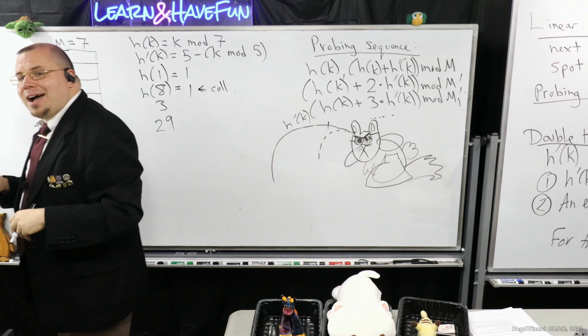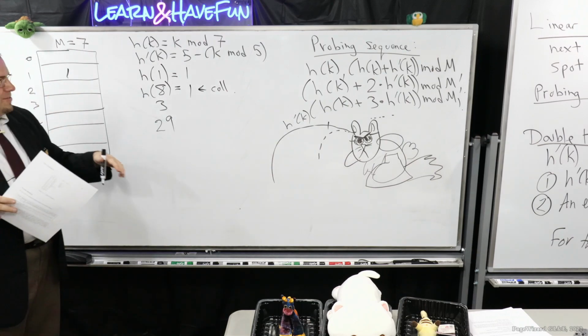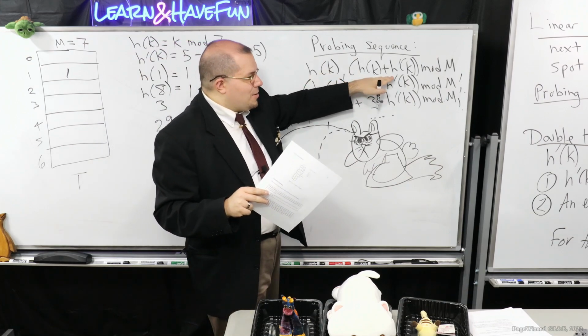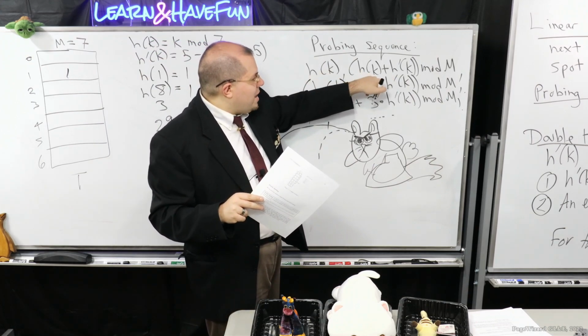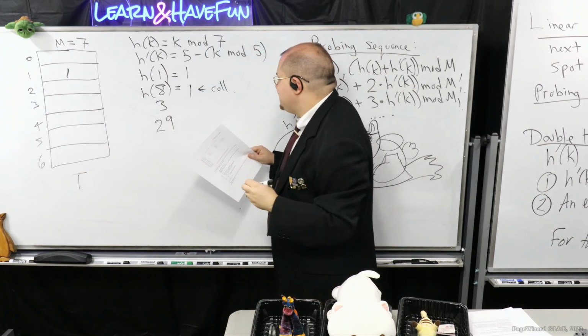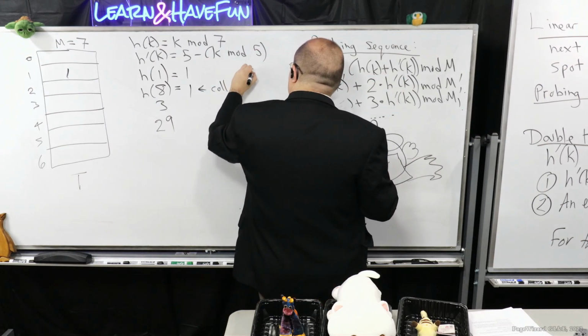So we need to now consider a probing sequence. We check this one. That's a dud. It's not going to work. So now we're going to try h of k plus h prime of k. So let's figure out what h prime of 8 is.